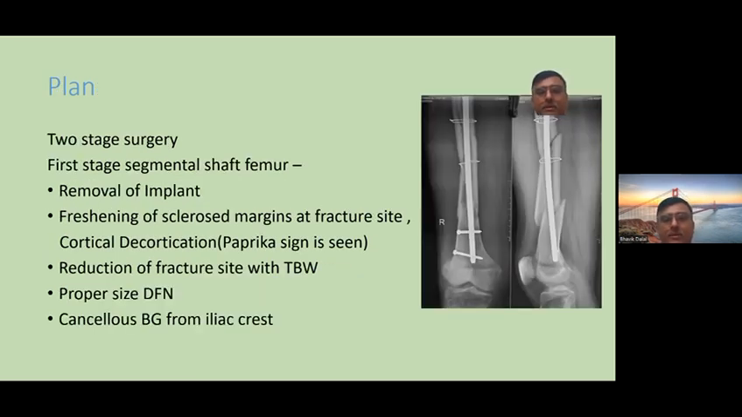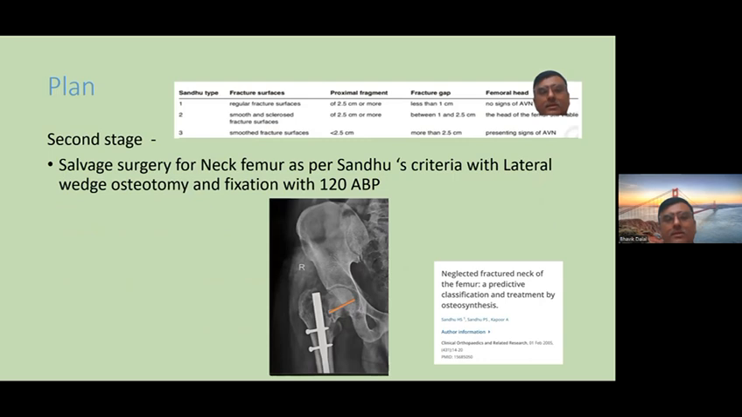So we did a planning. We planned for a two-stage surgery. In the first stage, we'll do removal of implant. We'll do the freshening of the sclerosed margin, cortical decortication, and reduction of the fracture with TPW, proper size distal femoral nail, and a cancellous bone graft from the iliac crest. In the second stage, we'll go with the salvage surgery for the neck of femur, and as per the Sandhu criteria, it fits in type 1 as the proximal fragment is more than 2.5 centimeter with no signs of AVN at present.